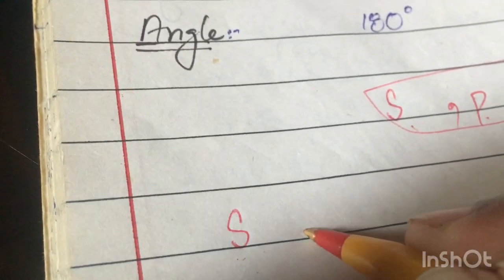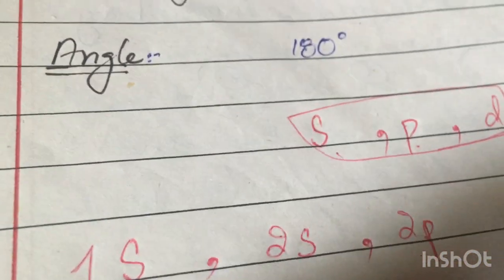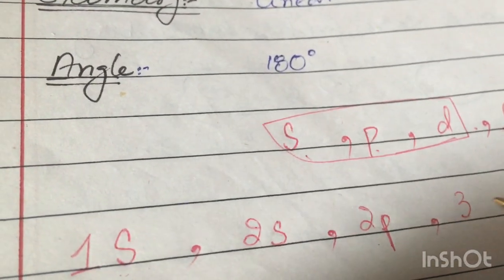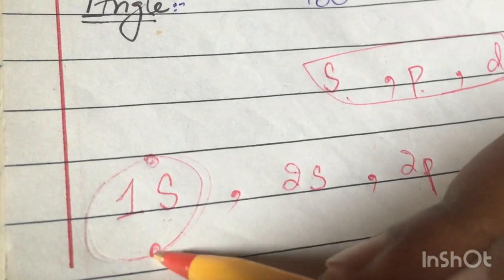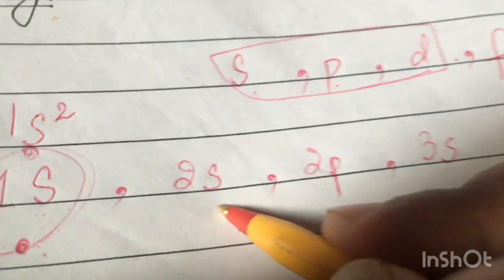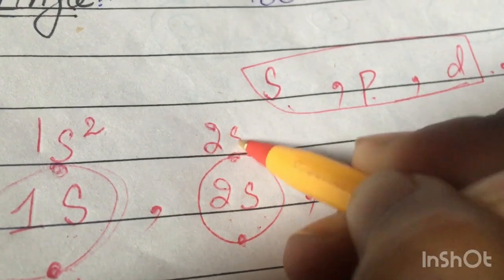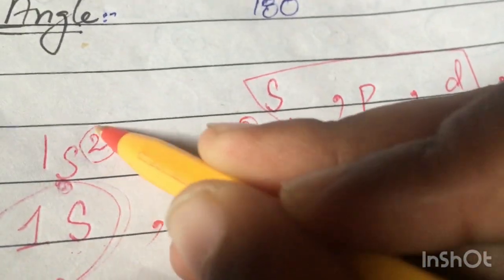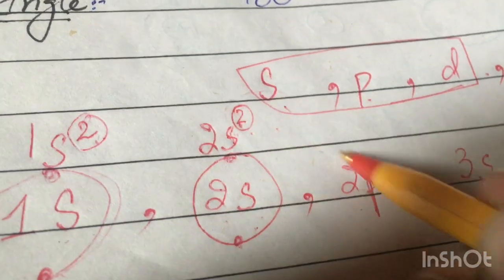Basically we have to fill the s shell first, the 1s and the 2s, and then the 2p shell, and again the 3s shell. The first orbit has 2 electrons, so 1s has 2 electrons. Then comes the 2s orbit, which also has 2 electrons. We put 2 here and 2 here. It is the normal condition. When we talk about the excited state, we have to shift one electron from the 2s to the 2p.